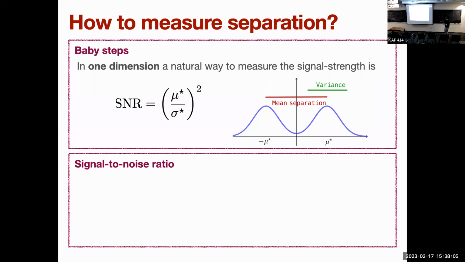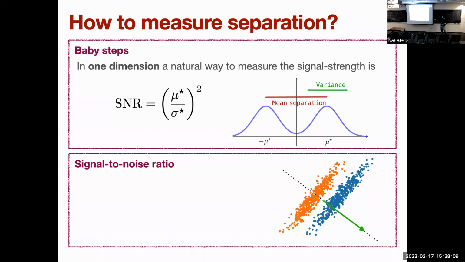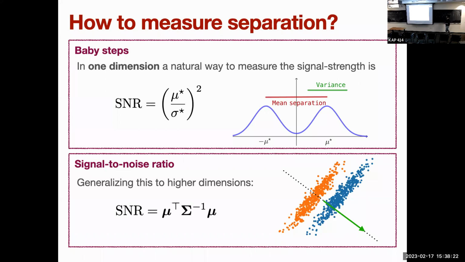Well, in that case, there is variance in many different directions. But we really just care about the direction in which we have separation. So here we have parallel pancakes. So we know that there is such a direction. And so I would like to have something like this in that particular direction. And there is a very easy formula for that if you think about it for a little bit. And this is just this quadratic form, mu transpose the inverse of the covariance times mu. So that's just this SNR that I wrote down right there.